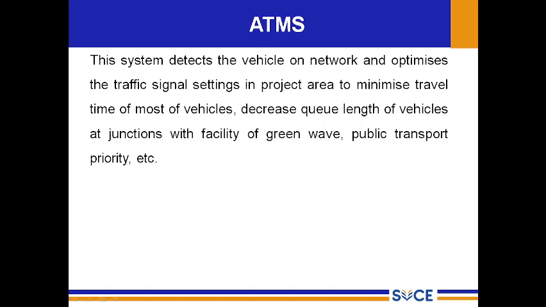Since the CCTV camera is there, they can predict the public transport, buses, and if any GPS is there, they can also track the public transport system. Once the bus reaches the junction, it automatically gets green. So the priority is given to the bus. Naturally, people then use the public transport system instead of private modes. So this is also possible through ATMS.